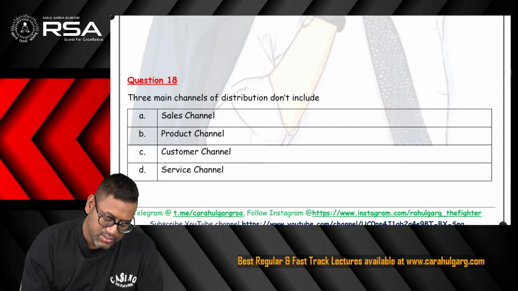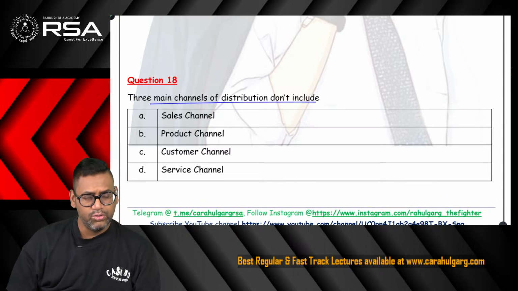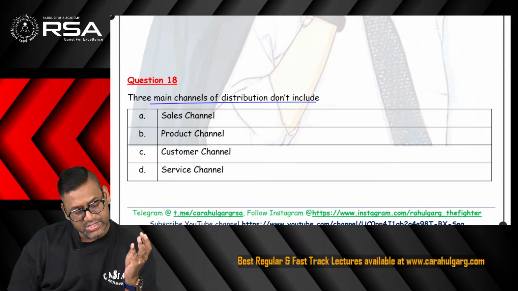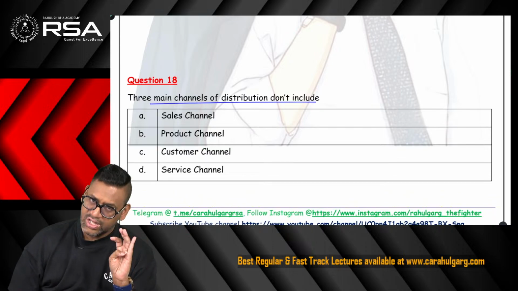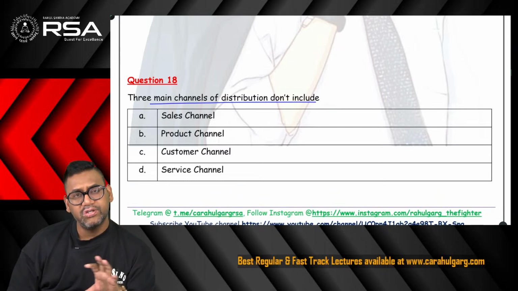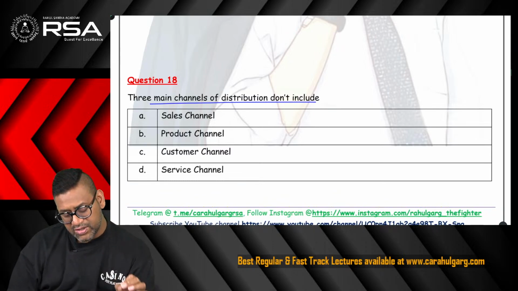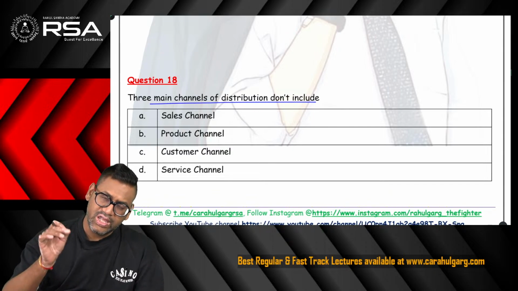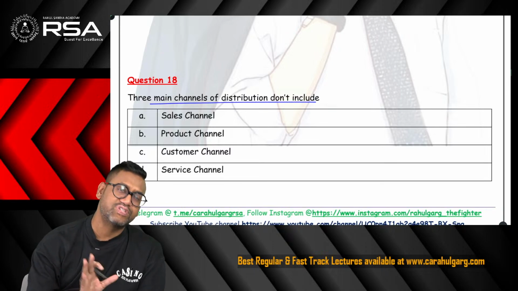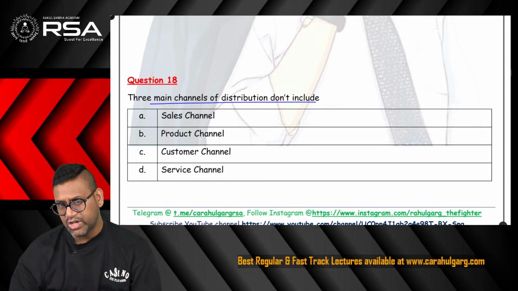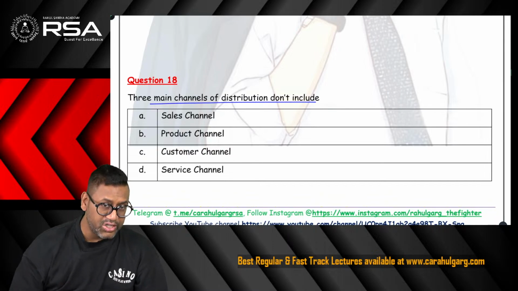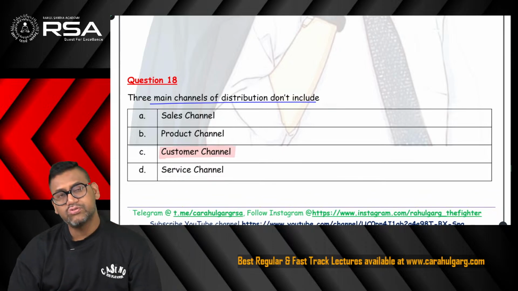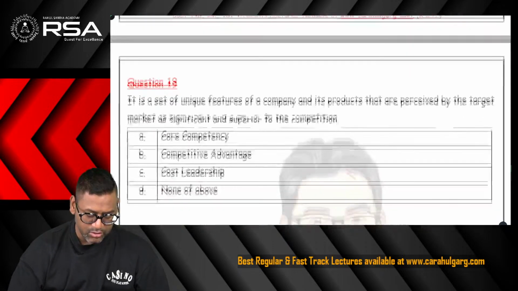Then it says the main channels of distribution don't include. So in this chapter, we talk about the channels of distribution. There are mainly three channels: sales channel, product channel, and the service channel. Channel means the distribution network, the distribution pattern, and the organizations which have a strong command on channel distribution. They may launch any product that is bound to be successful because they have a wide distribution network, like Patanjali, like Hindustan Unilever, etc. So the odd option out of these is this customer channel. This is not a channel of distribution.